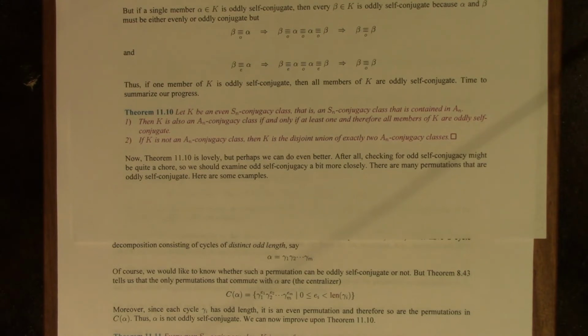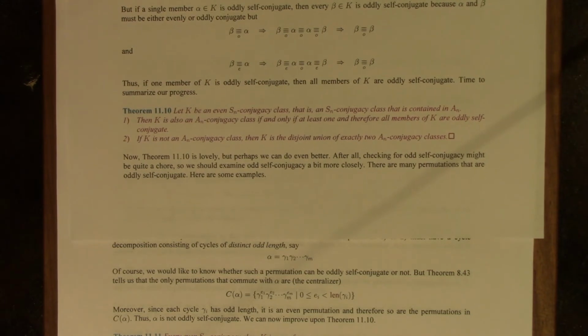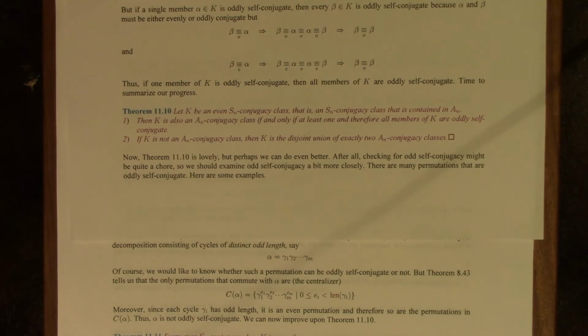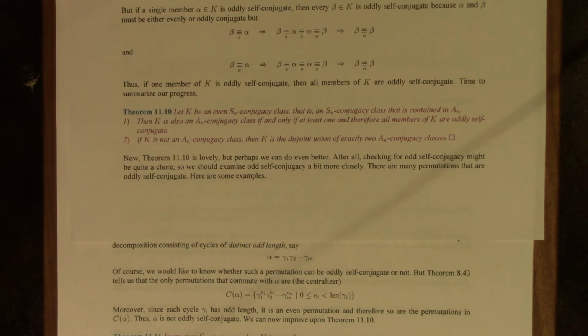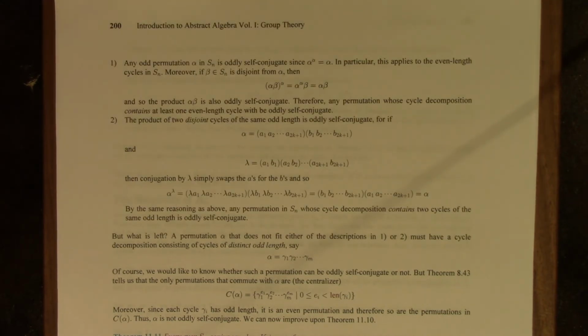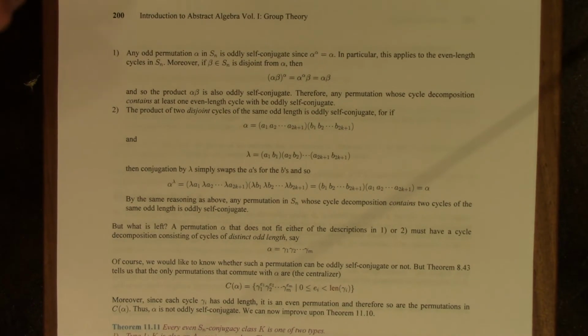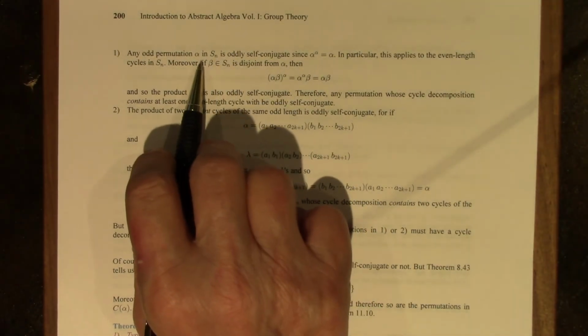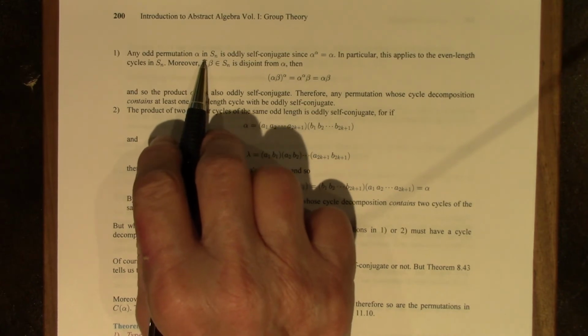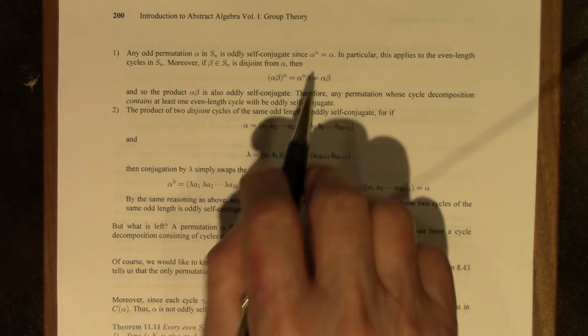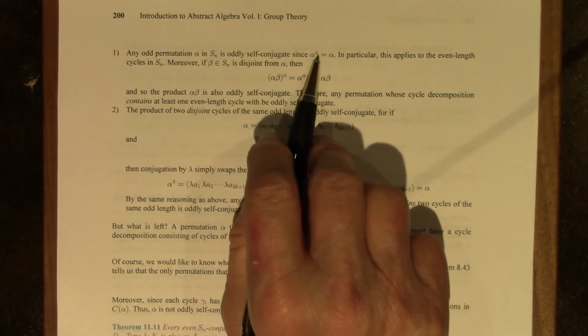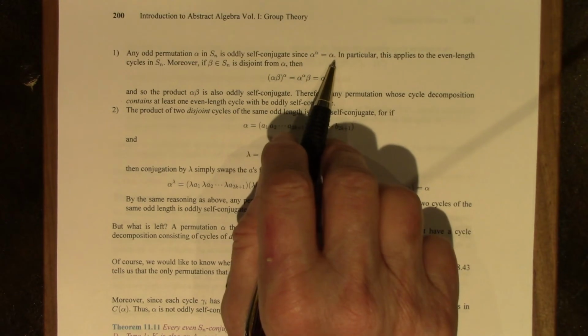We need to take a closer look at odd self-conjugacy. What does it mean to say that a permutation is oddly conjugate to itself? There are, in fact, a lot of oddly self-conjugate permutations. For example, any odd permutation alpha is oddly self-conjugate because if we conjugate alpha by itself, which is an odd conjugate, we get alpha.